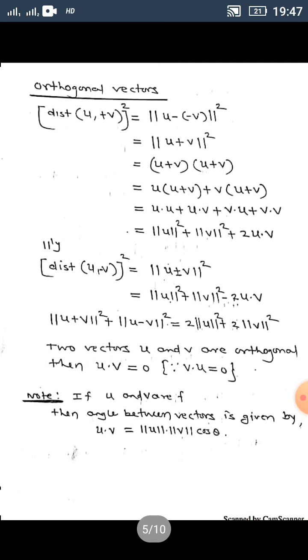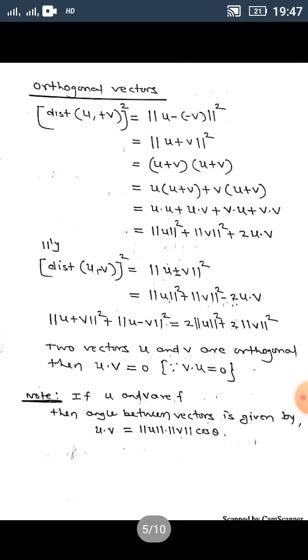Next. Already I have talked about orthogonal vectors. Two vectors are orthogonal if u into v is 0. The distance between u and v we can calculate. That is norm of u minus v, squared, and norm of u plus v squared.